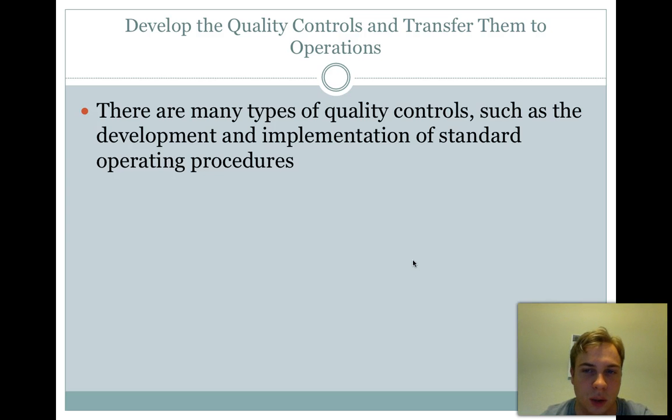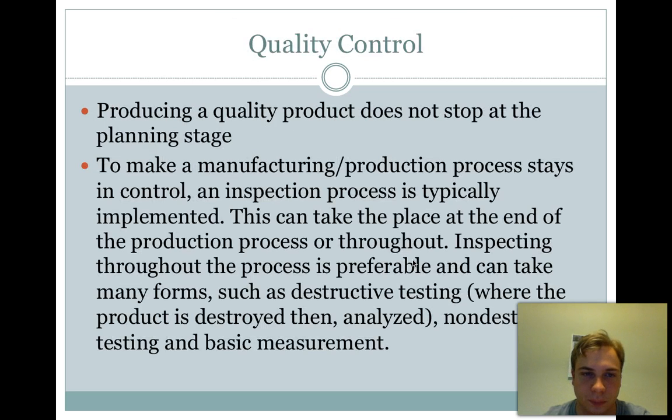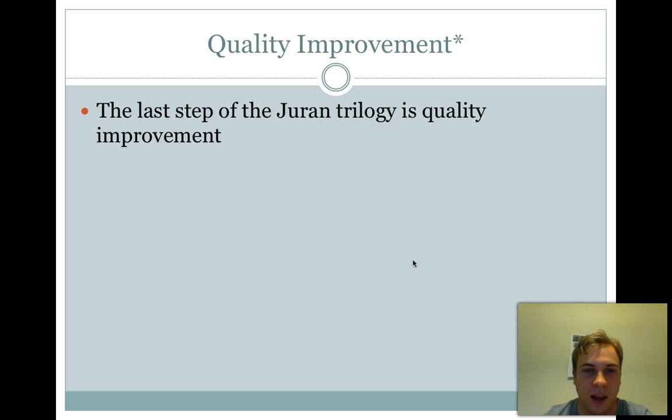There are many types of quality controls, such as the development and implementation of standard operating procedures. Quality control. Producing a quality product does not stop at the planning stage. To make a manufacturing or production process stay in control, an inspection process is typically implemented. This can take place at the end of the production process or throughout. Inspecting throughout the process is preferable and can take many forms, such as destructive testing, where the product is destroyed and analyzed, non-destructive testing, and basic measurement. Quality improvement. The last step of the Juran Trilogy is quality improvement. This ends part 1.